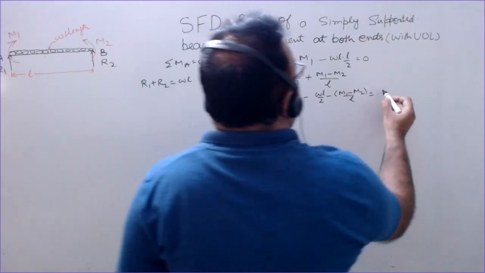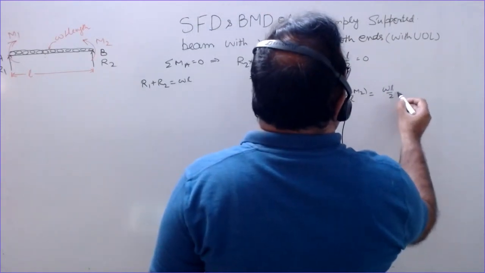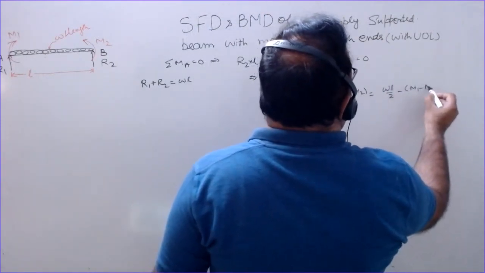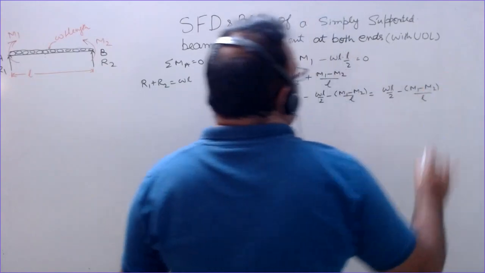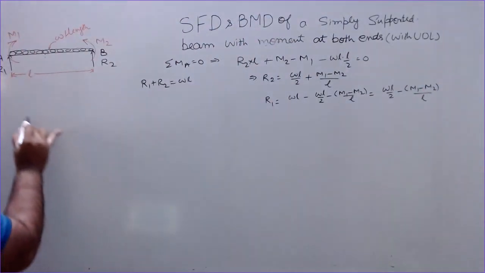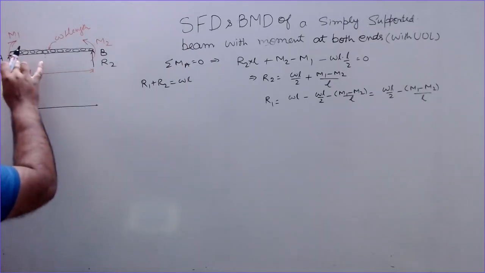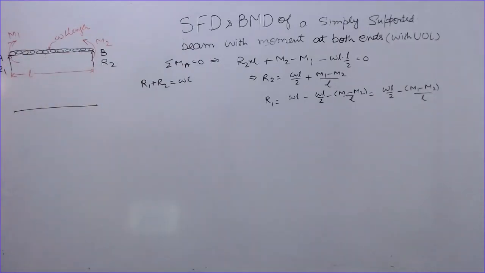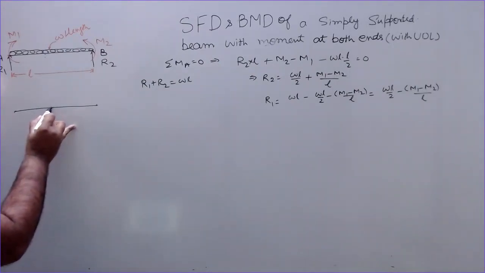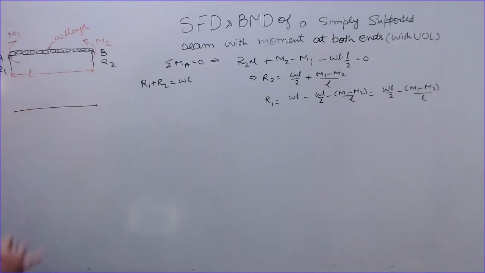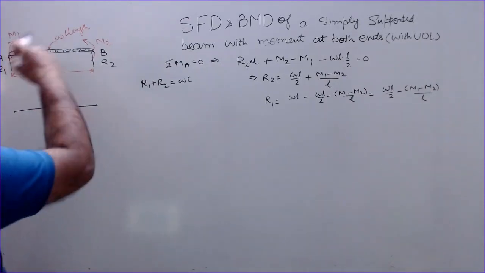So R1 is WL by 2 minus (M1 minus M2) by L. Now draw the shear force diagram. Now you can see clearly that if the two moments, M1 and M2, would have been the same, in that case the shear force would have been 0 at the center, because there is a UDL.